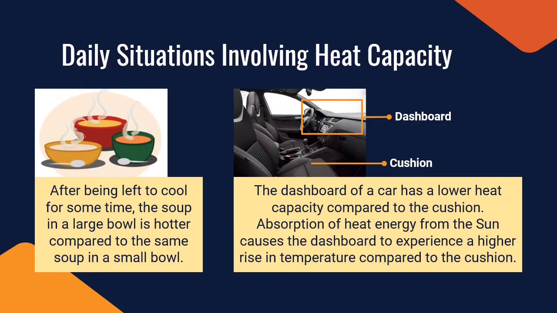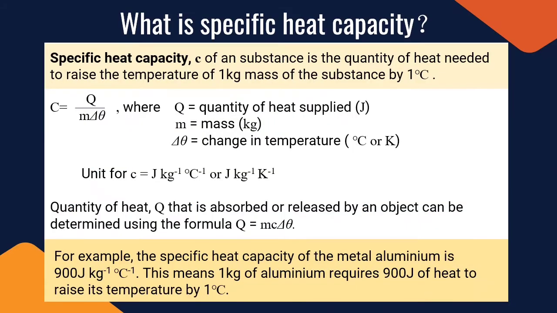These are some examples of daily situations involving heat capacity. For the first example, the soup in a large bowl is hotter compared to the same soup in a small bowl after being left to cool for some time. For the second example, the dashboard of a car has a lower heat capacity compared to the cushion. Absorption of heat energy from the sun causes the dashboard to experience a higher rise in temperature compared to the cushion. Now we will talk about specific heat capacity.